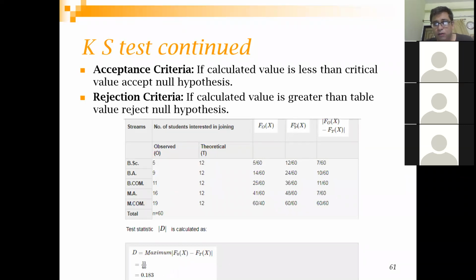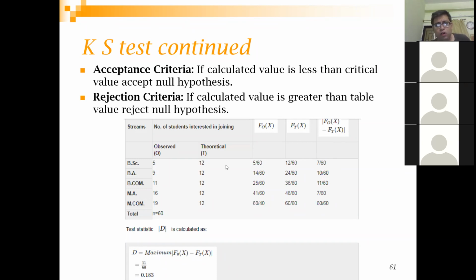Now what you can do is find the maximum of this. So in this case, it comes to be 11 by 60. As I said, there I have shown a calculation mistake, so this should be 0 by 60. And finally, you take the maximum. So this is how you calculate your D value, which comes to 0.183.